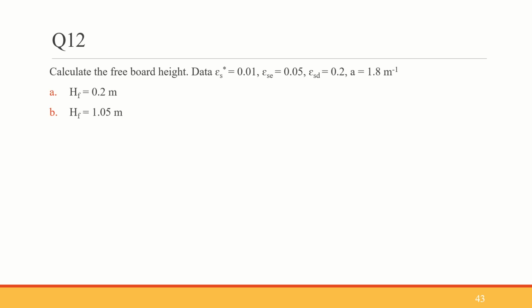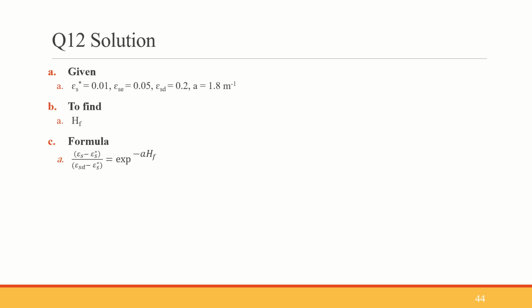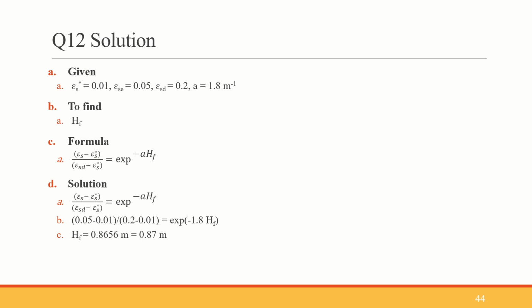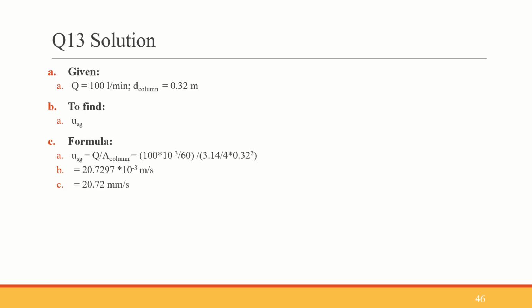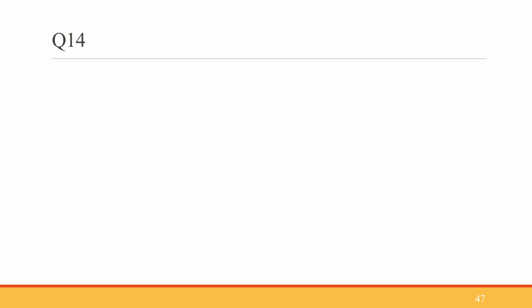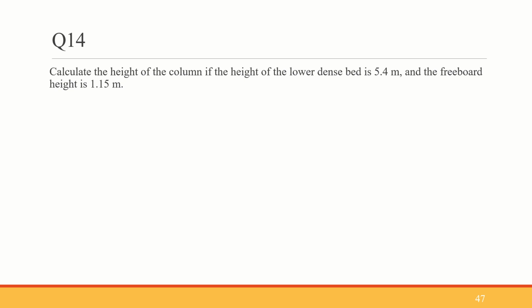And it is about calculation of freeboard height. Freeboard height is given according to Cunningham-Lenz's freeboard height model, and we are able to find the freeboard height. Later is about USG, that is superficial gas velocity, and we are given the column height and the flow rate. So flow rate divided by the area of the column gives the superficial gas velocity, which we have done clearly. And the last one before the final question is about calculation of the total bed height, where freeboard height and the dense bed height are given. So it is just the sum of both that gives the total height of the column.